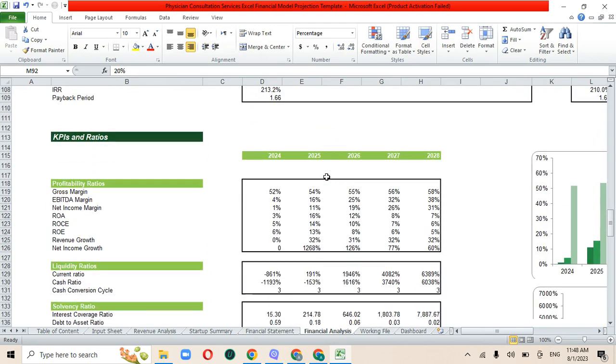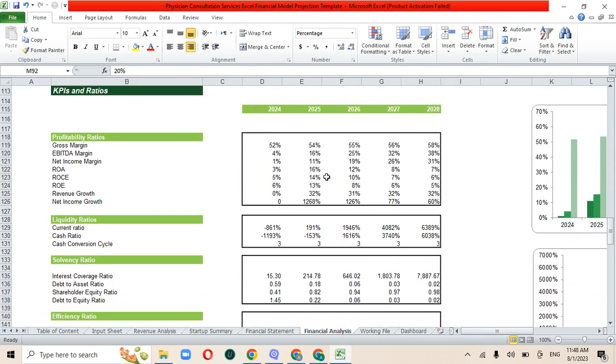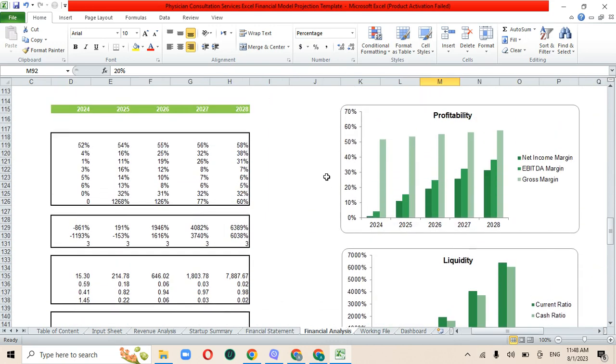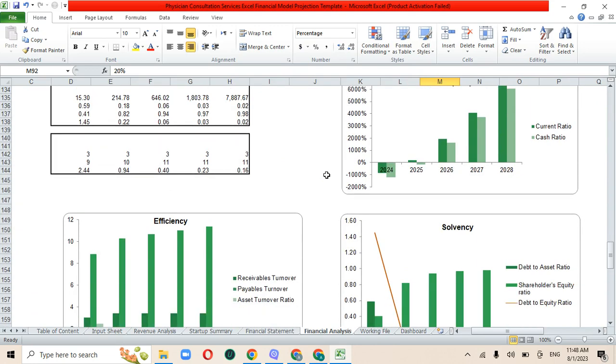Then we have KPIs and ratios, which includes profitability ratio, liquidity ratio, solvency ratio, and efficiency ratios. And this is the graphical representation of these ratios.